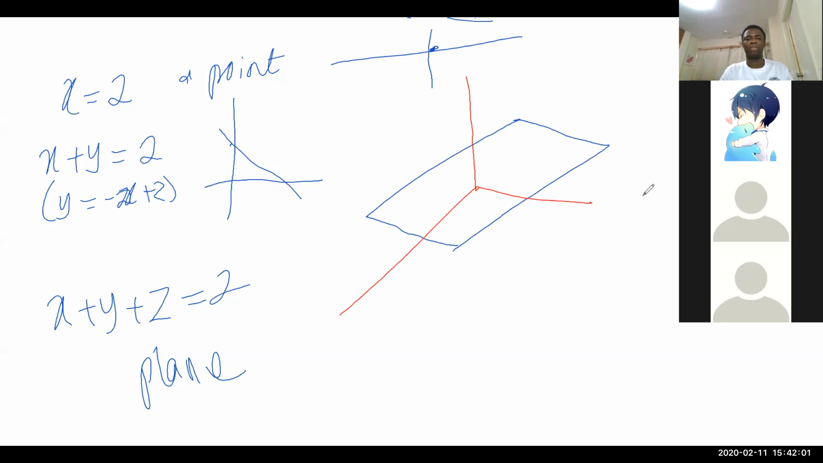Yes? So when you have a 3 by 3 system, you're not talking about a line anymore, you're talking about a plane, because you're referring to the x-axis, the y-axis, and the z-axis of a three-dimensional plane, okay?